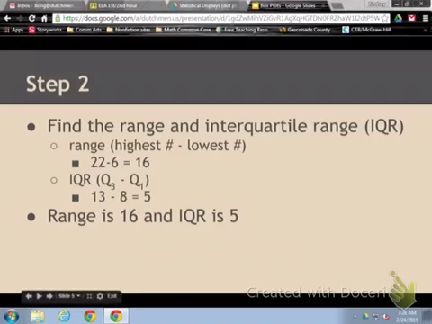Step 2, we then need to find the range and the interquartile range, or IQR. So, first off, the range. We take our highest number and our lowest number and we subtract them. In this case, it was 22, and we're going to subtract 6, which is our lowest, and that gives us a range of 16. For our IQR, we subtract our first quartile from our third quartile, which were 13 and 8, and we get 5 for our IQR.